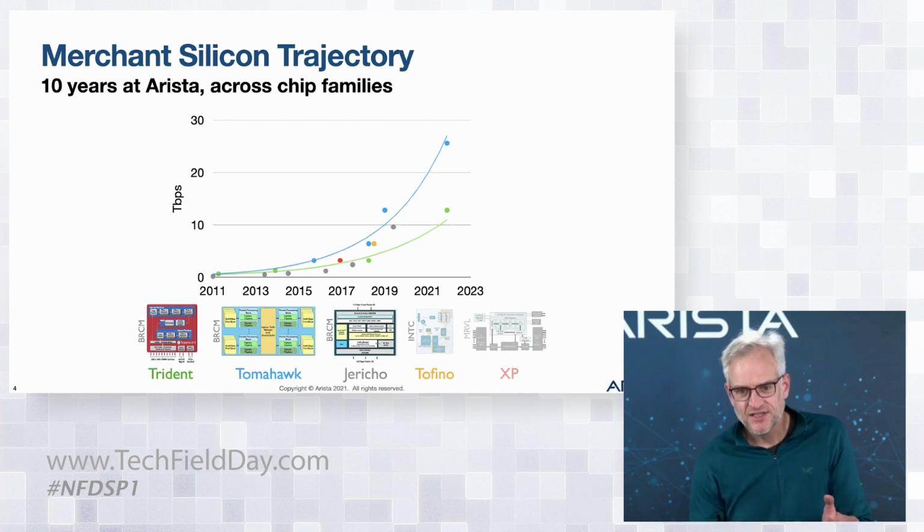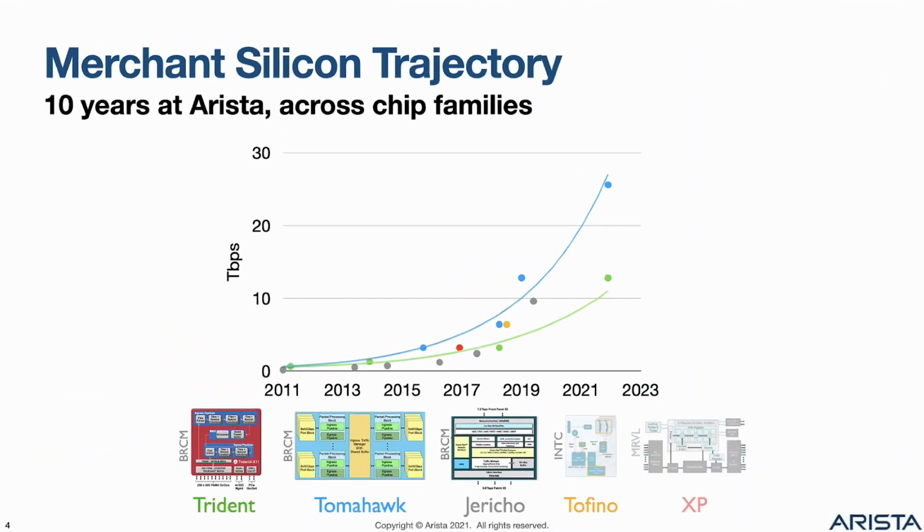So this picture, actually, I want to throw it up here to sort of set some context. This is kind of a scatter plot of merchant silicon over the last 10 years that we've used at Arista. So this is all the merchant silicon flavors of things that we have used in our products. And what you see here, as you can see in the last 10 years, we've developed new products based on at least 5 different silicon families from Broadcom, Intel, Marvell.